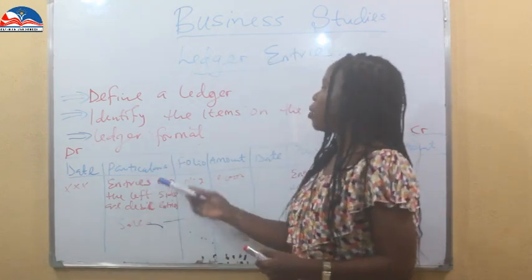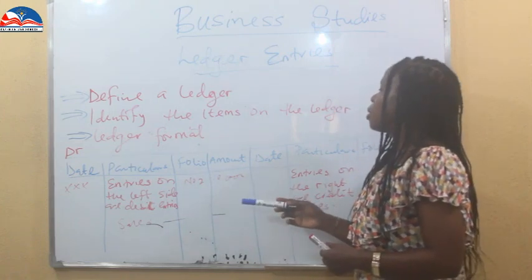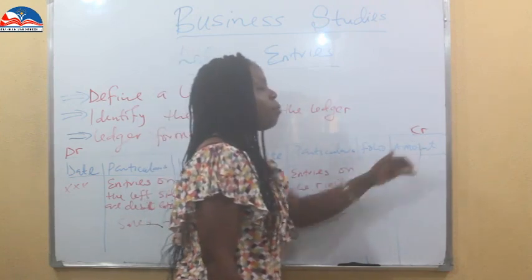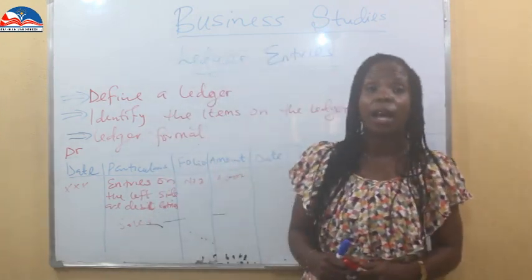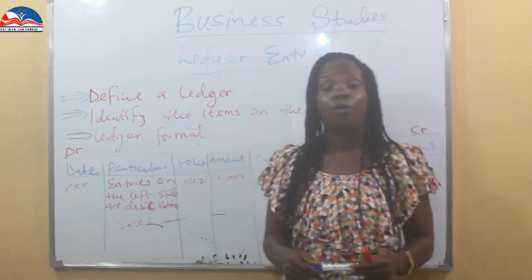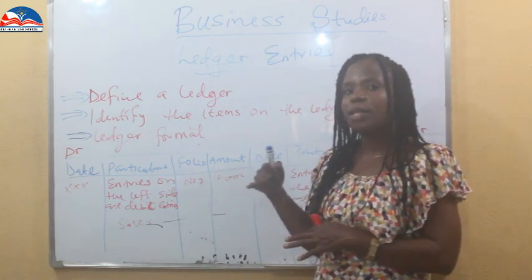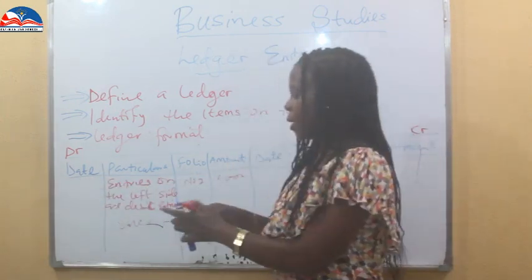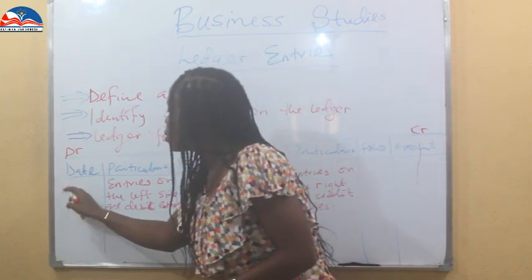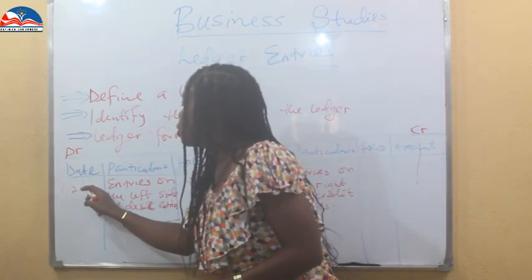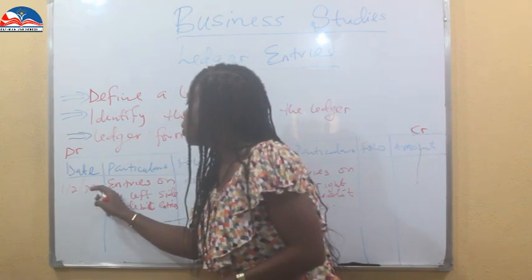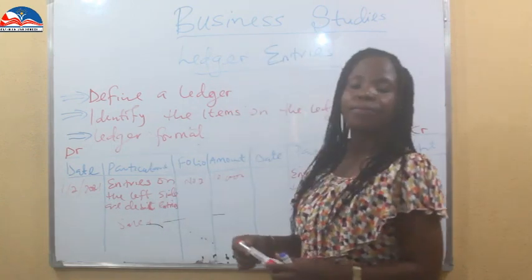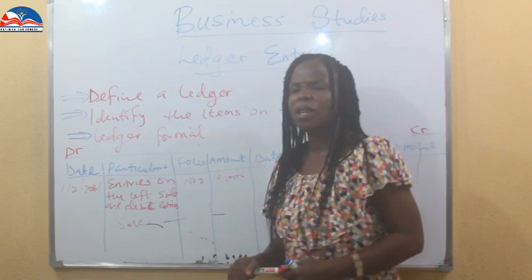The date, the particular, the folio, the amount, and then the other side, which is the credit side: the date, the particular, the folio, the amount. We'll get to our cash book formats and analysis. We're going to understand this better, but please watch that class on journal entries. So let me pick a date. Let's say today it's 1st of 2021 or 2020, depending on the date you have. This is the format of a ledger.